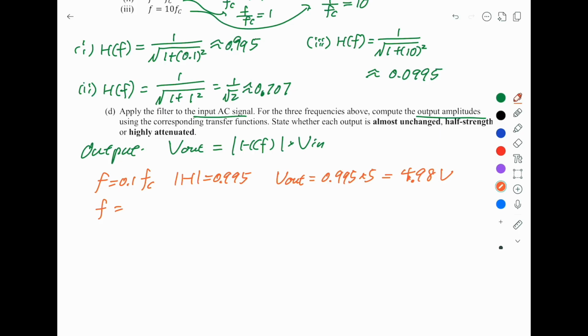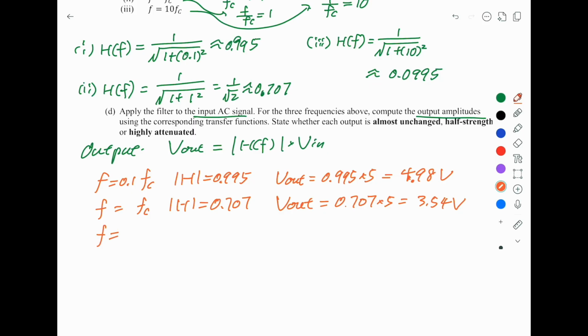If the frequency equals the cutoff frequency, in this case the transfer function is equal to 0.707, and the output voltage is 0.707 times 5. This time you only get 3.54 volts.